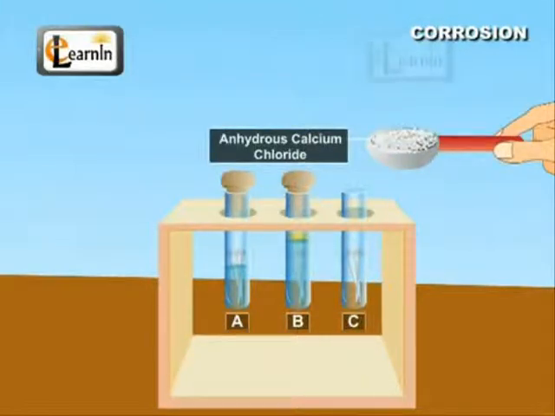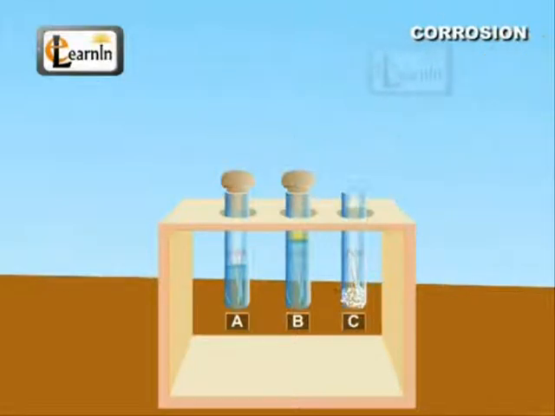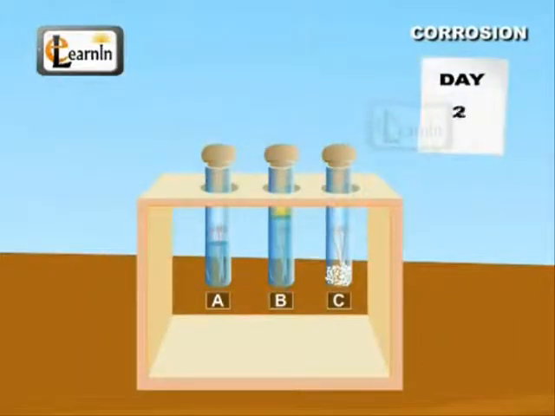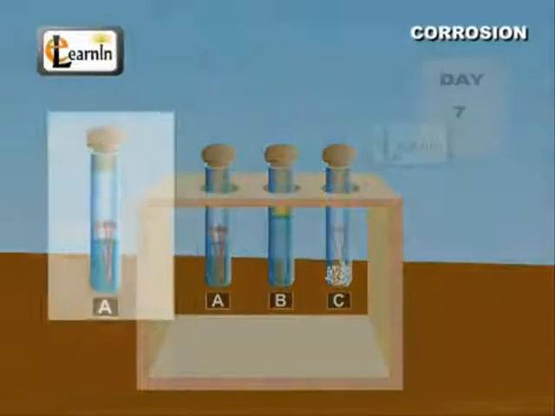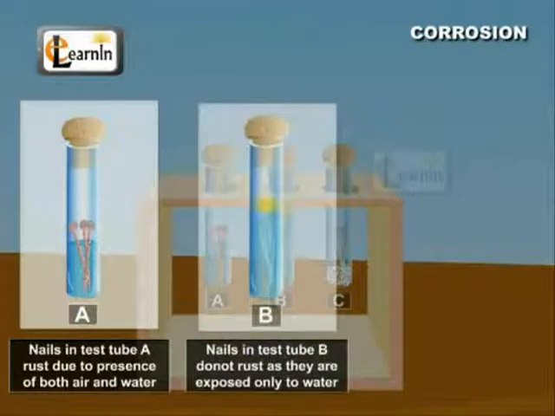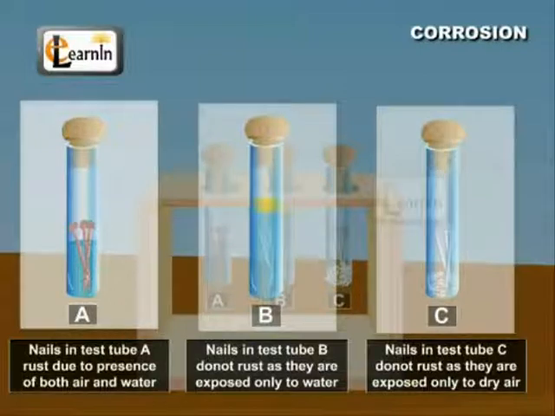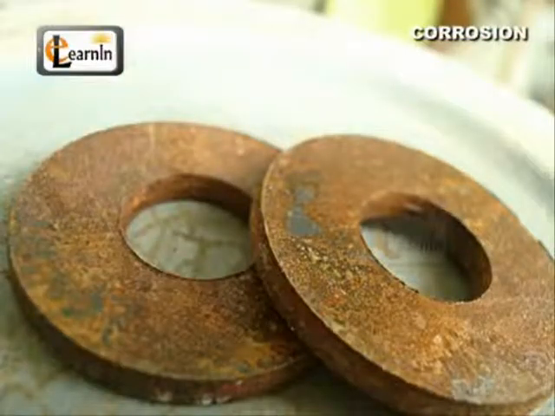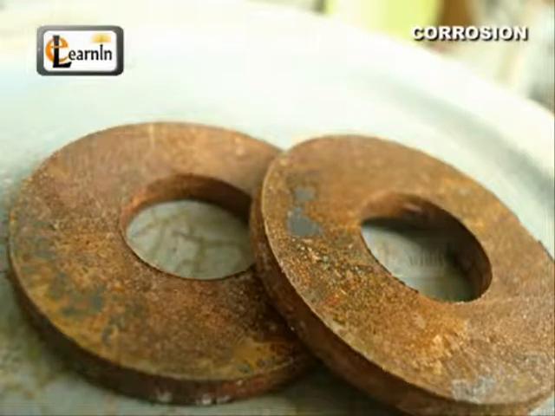A small amount of anhydrous chloride should be added to test tube C, and it should be corked. The moisture which will be present in this test tube will be absorbed by the anhydrous chloride. The test tube should be left undisturbed for a few days and then observed. Note that the nails in test tube A are exposed to both air and water, the nails in test tube B are exposed only to water, and the nails in test tube C are exposed to dry air. So it's clear from this experiment that both air and water are needed for the rusting of iron. By keeping iron substances away from both air and water, we can prevent them from rusting.